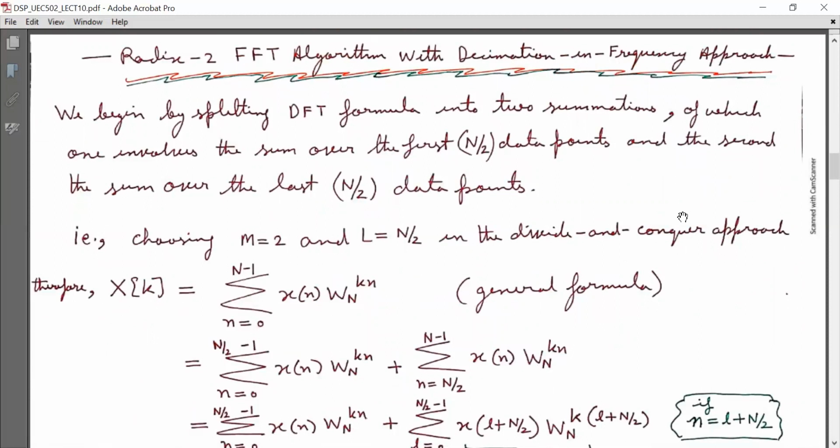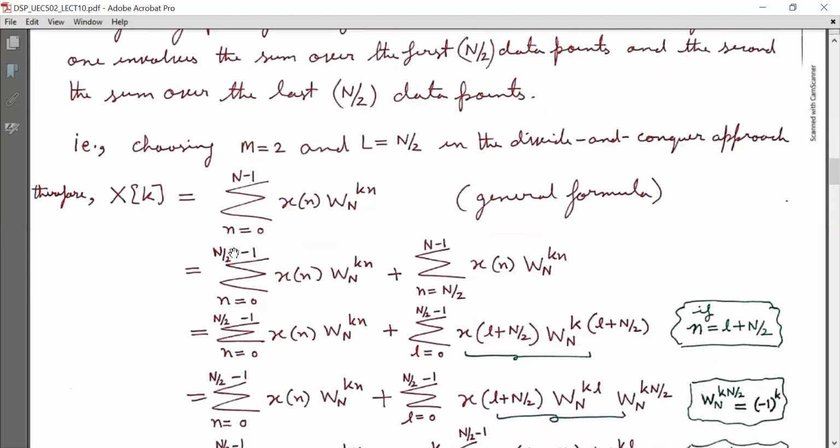So next is the radix-2 FFT algorithm with the decimation in frequency approach. That is, we are going to do its derivation. We begin by splitting the DFT formula into two summations, of which one involves the sum over the first N by 2 data points, and the second involves the sum over the last N by 2 data points. That is, by choosing M equal to 2 and L equal to N by 2 in the divide and conquer strategy, which we have done in our last lecture in detail.